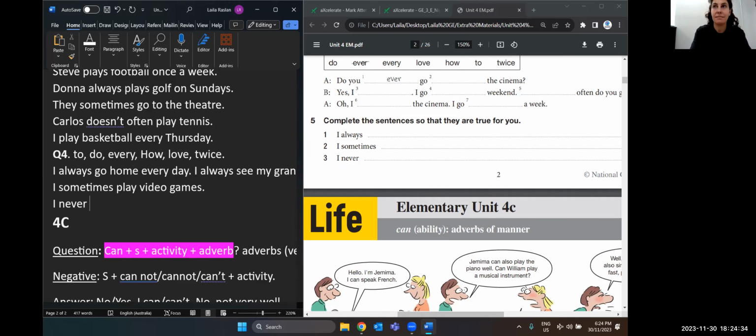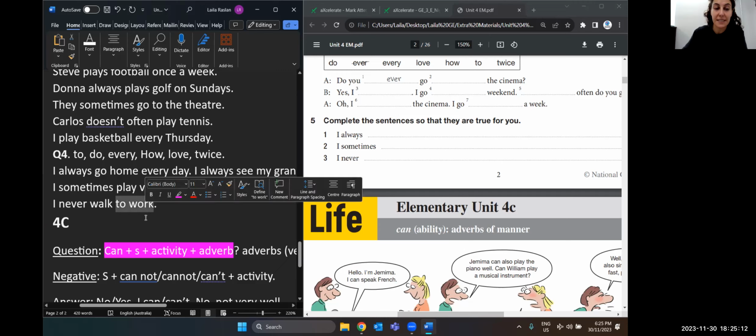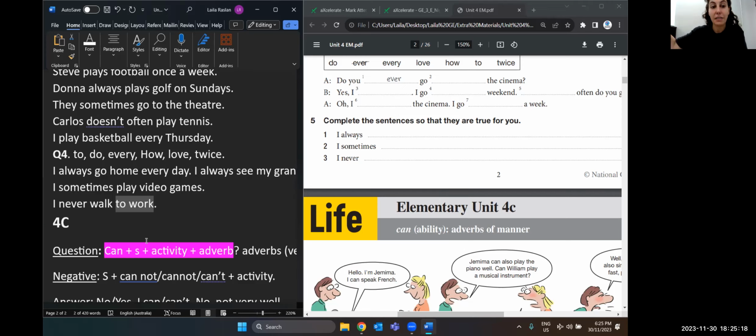I never walk home. So maybe you don't need "to". I never walk home. You don't need "to" in front of home. I never walk to work. So only when you have home, you don't need "to", but you do need it for other places. I never walk to the shops. I never walk to my friend's house.